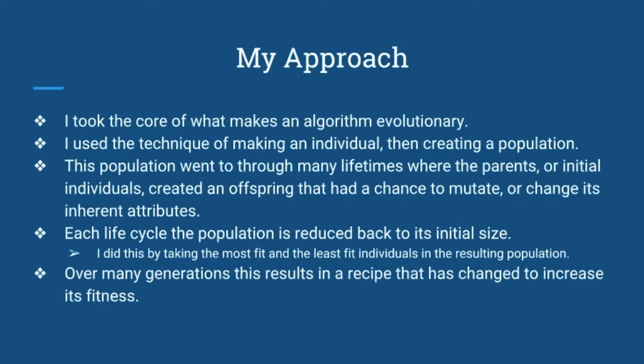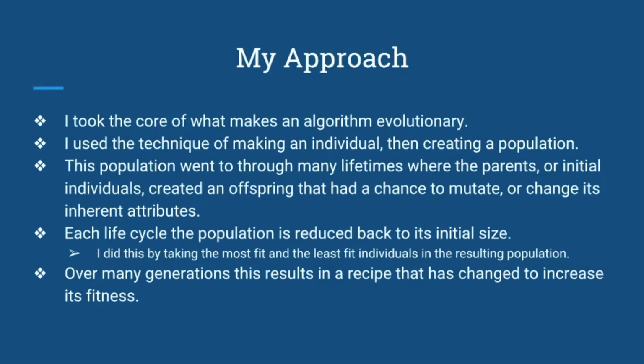I took the core of what makes an algorithm evolutionary. I used the technique of making an individual, creating a population of these individuals, so each was a recipe, and then a population of recipes. These populations went through many lifetimes where each ingredient or recipe in the set creates an offspring, and then that offspring has a chance to mutate. It changes its inherent values. This, for me, was replacing ingredients, changing calorie counts, so finding entirely new recipes, which were random generations.